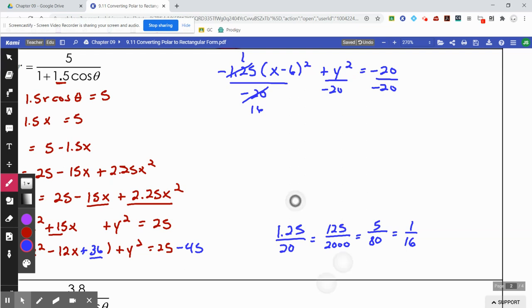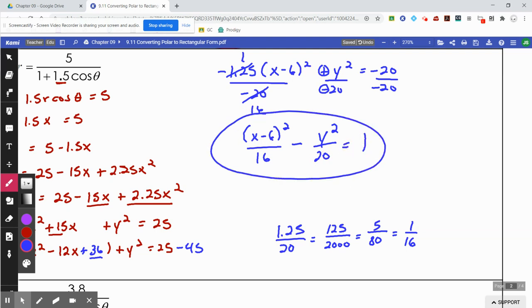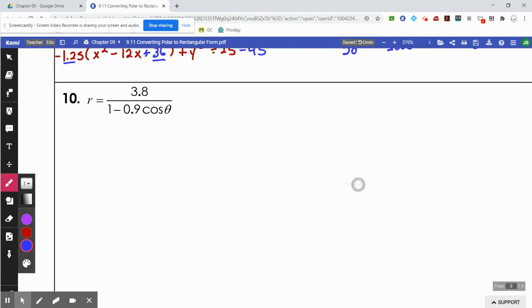So you have on top, (x minus 6) to the second, on bottom a 16. The second one, you have a positive divided by a negative, which would be a minus y squared over 20 is equal to 1. There is your hyperbola. I do want to remind you, you've got to make sure that your second term is the negative term of that hyperbola. If the first term had been negative, you would have had to flip-flop those.